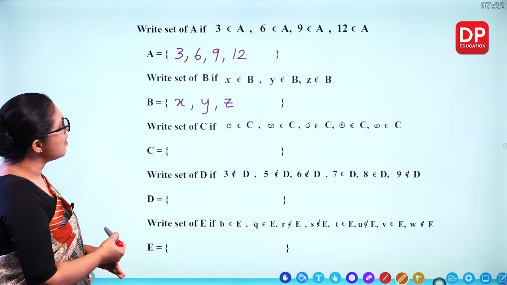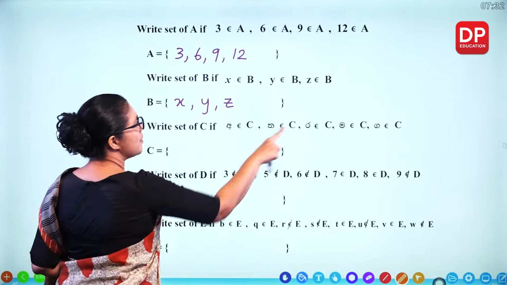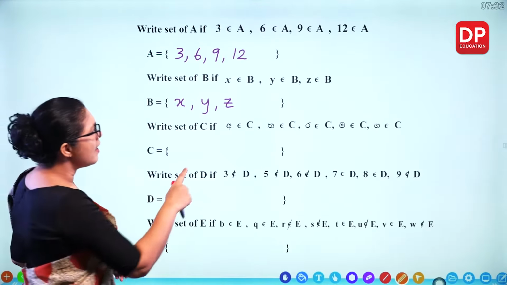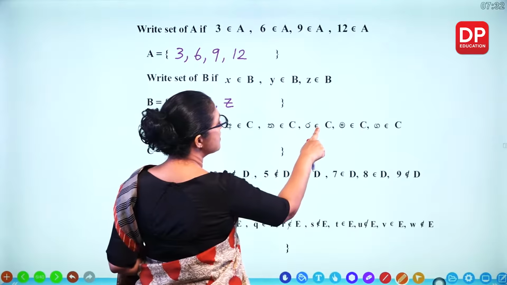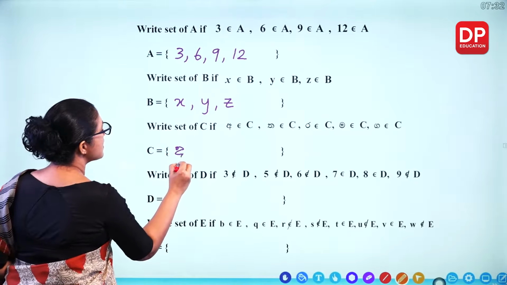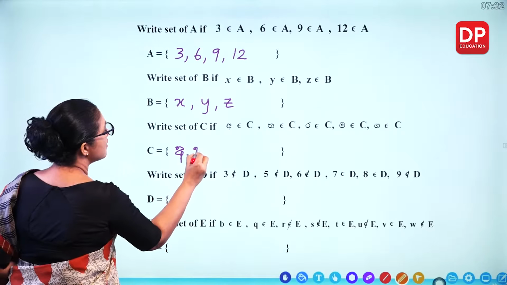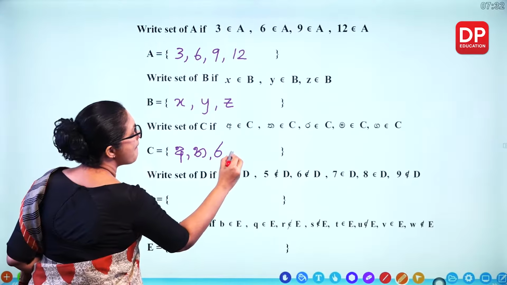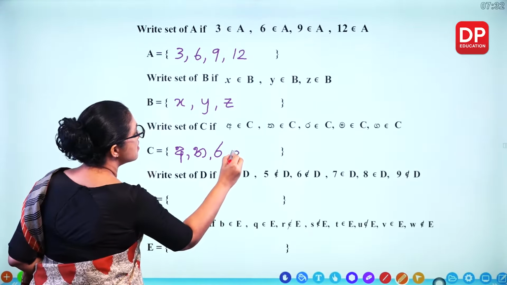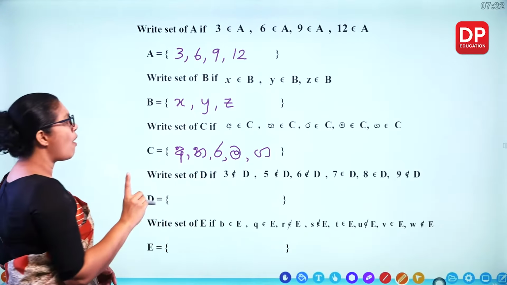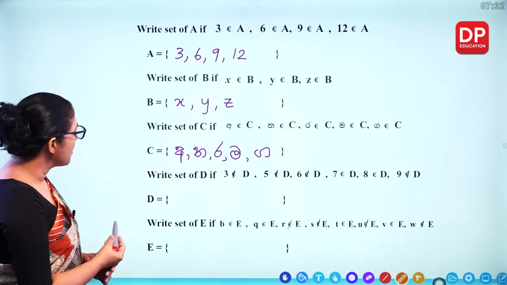Write set C if these are Sinhala alphabet. Th, R, M, G. So here all these are elements. So we can write those letters Th, R, M, and G. Those are all elements.